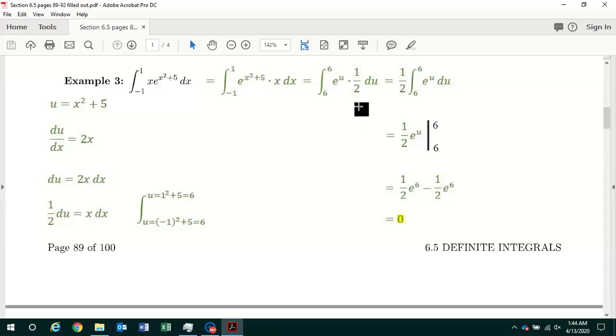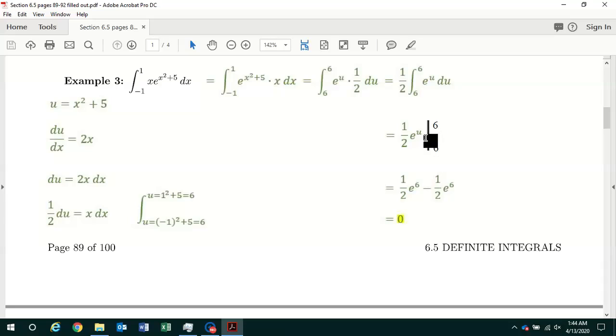But we'll show that. So we move the 1/2 out front of the integral sign. It's a multiplicative constant, and we have 1/2 times the definite integral from 6 to 6 of e to the u with respect to u. But the antiderivative of e to the u is just e to the u. And so we have 1/2 e to the u, and then we're evaluating that at 6 and 6.